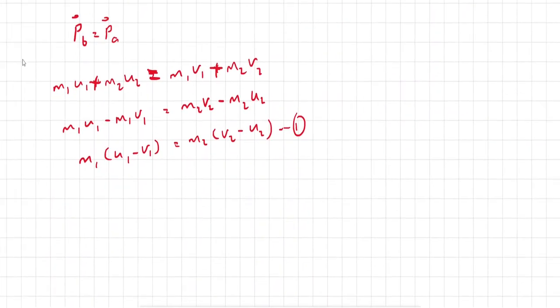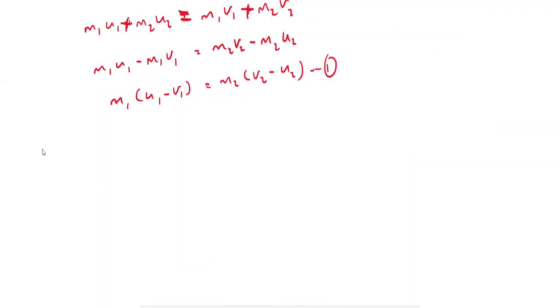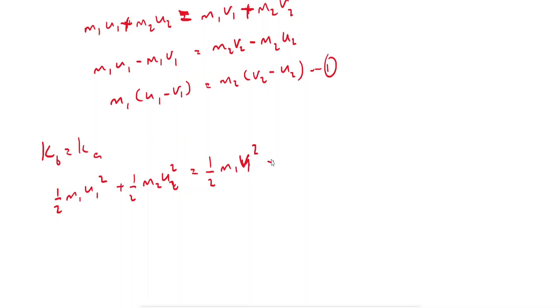Then you consider the kinetic energy. If I consider the kinetic energy, what am I going to have? The kinetic energy before is going to be equal to the kinetic energy after. So I'm going to skip the step. You know all of them is going to have half. Okay, let me not skip, because if I skip and then some of you don't understand, this is going to be half m1 u1 squared plus half m2 u2 squared. This is going to be half m1 v1 squared plus half m2 v2 squared.